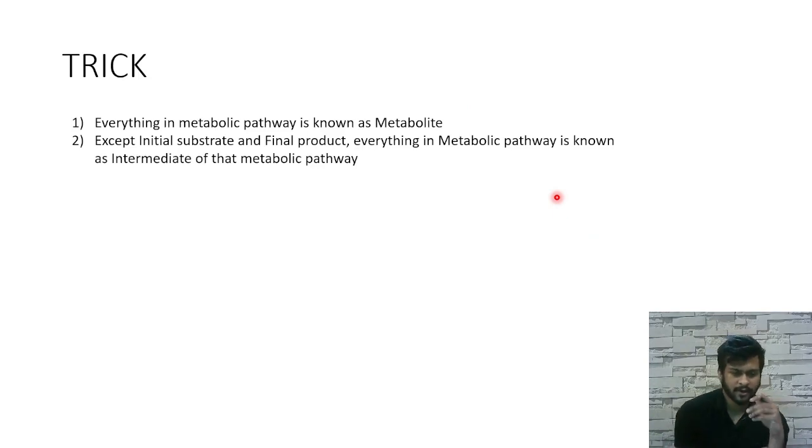I also mentioned a trick here. The first point says everything in the metabolic pathway is known as metabolite. So metabolite will contain initial substrate, intermediates, and final product. The second point: except initial substrate and final product, everything in the metabolic pathway is known as intermediate of that metabolic pathway. We have discussed these 2 points in detail in each type of metabolic pathway. I hope it's very much clear right now.